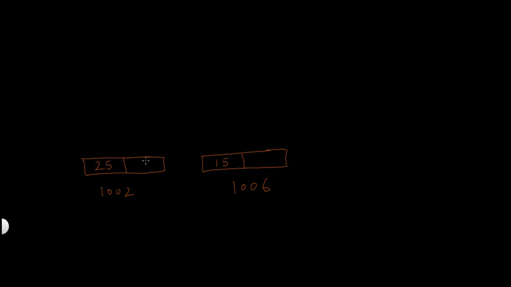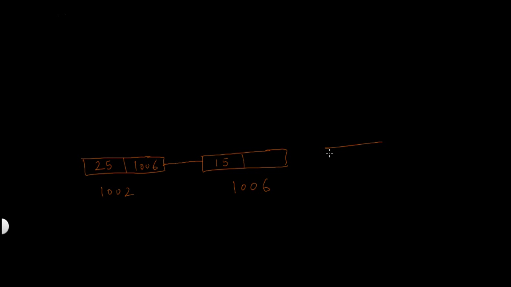As I said, the link part of each node stores the address of the next node. The next node with respect to this node is this one, and the address of this node is 1006. So the link part of this node will store the address of its next node, which is this. So both these nodes will be linked.